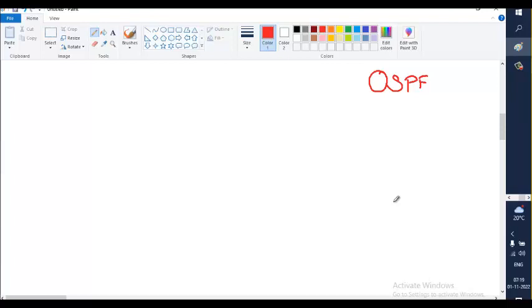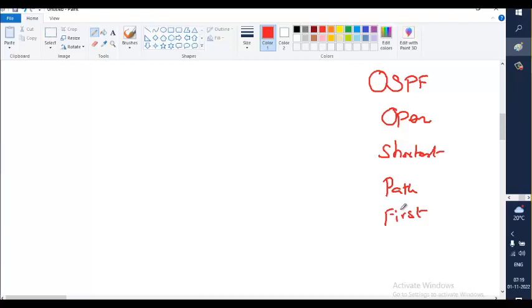Now, what does OSPF stand for? It stands for Open Shortest Path First. Open, Shortest, Path First. Open Shortest Path First.